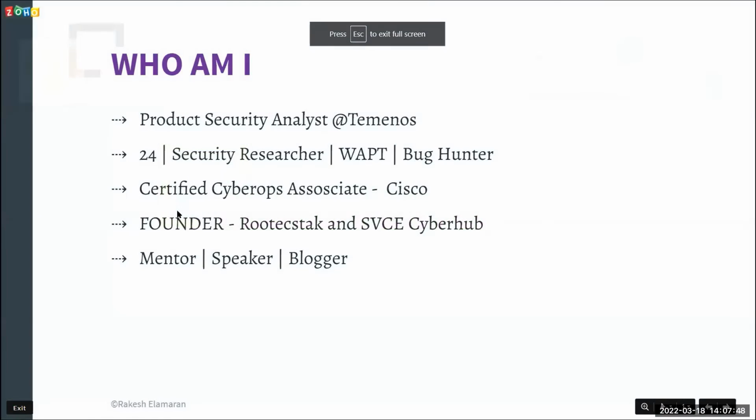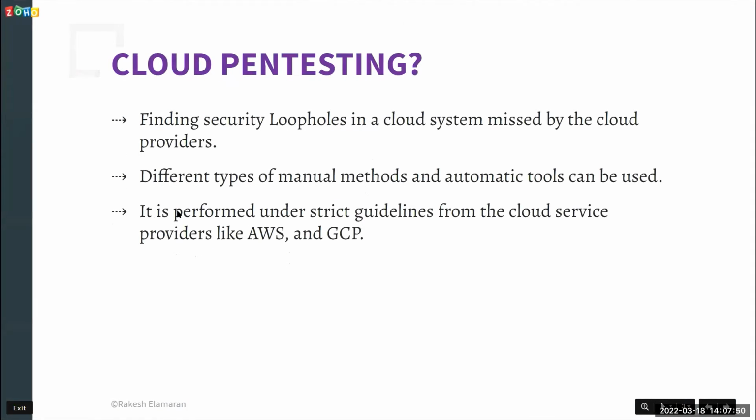We all know cloud security. What is cloud pen testing now? It is the process of finding security loopholes in a cloud-based system. It can be any cloud, from different providers, which is actually missed by the cloud providers, in the sense AWS, GCP, or Azure. In particular, we are going to find many different vulnerabilities or any kind of misconfigurations over the cloud, which are missed out by the cloud provider. So that is cloud pen testing.